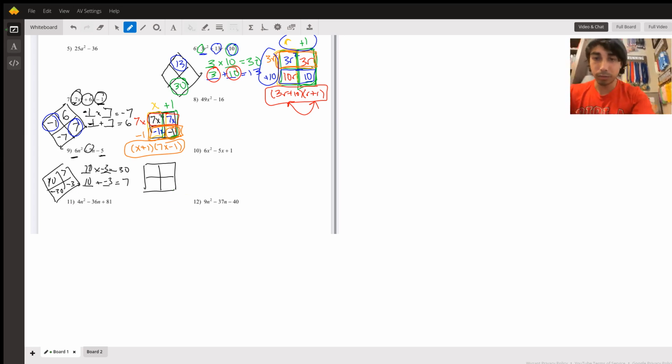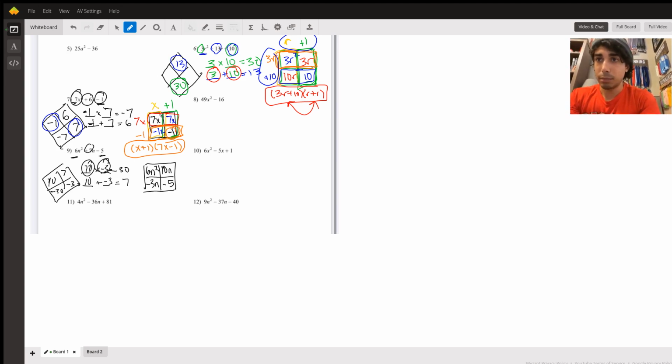All right, so from there, we're going to go box. Top left is your 6n squared, that first term. Bottom right is the last term. And then the other two boxes we fill with the numbers. So we got a 10n and we've got a negative 3n. And now we can go for our greatest common factors, right?